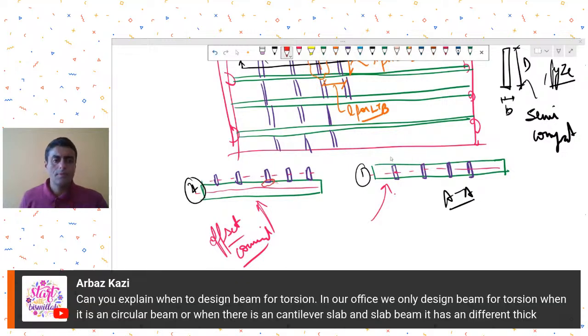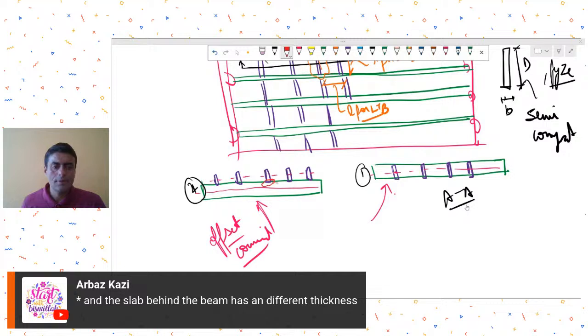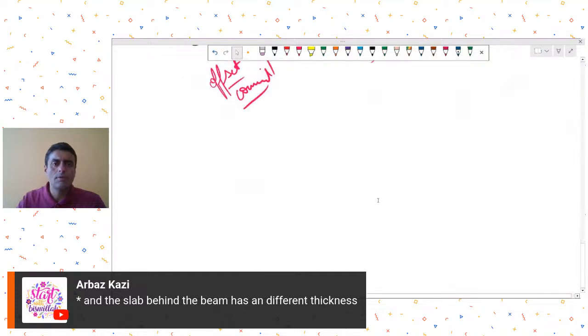Okay. Mr. Arbaz Qazi is asking, can you explain when to design beams for torsion? In our office, we only design beams for torsion when it is a circular beam, or when there is a cantilever slab and the slab behind the beam has a different thickness. So we have discussed this torsion issue several times before also.